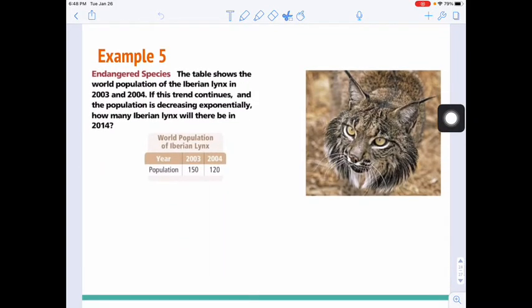Example 5 says the table shows the world population of the Iberian lynx in 2003 and 2004. If this trend continues and the population is decreasing exponentially, how many Iberian lynx will there be in 2014? So the world population is 150 in 2003 and 120 in 2004.